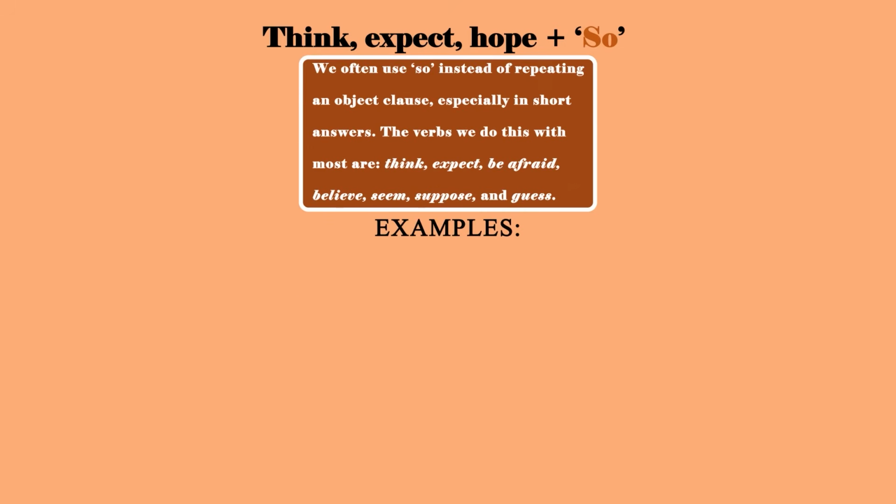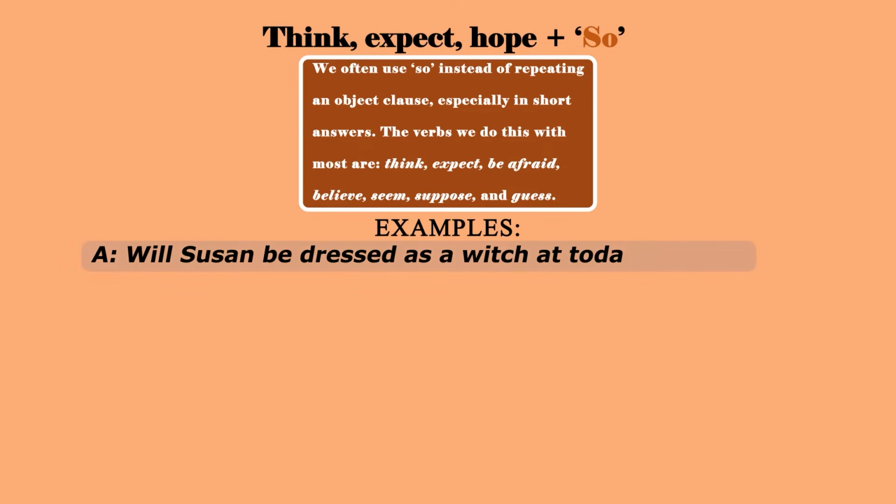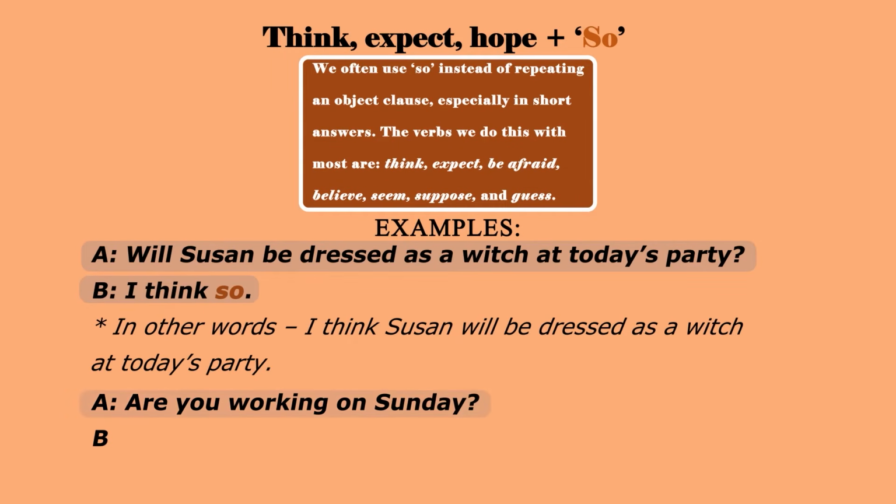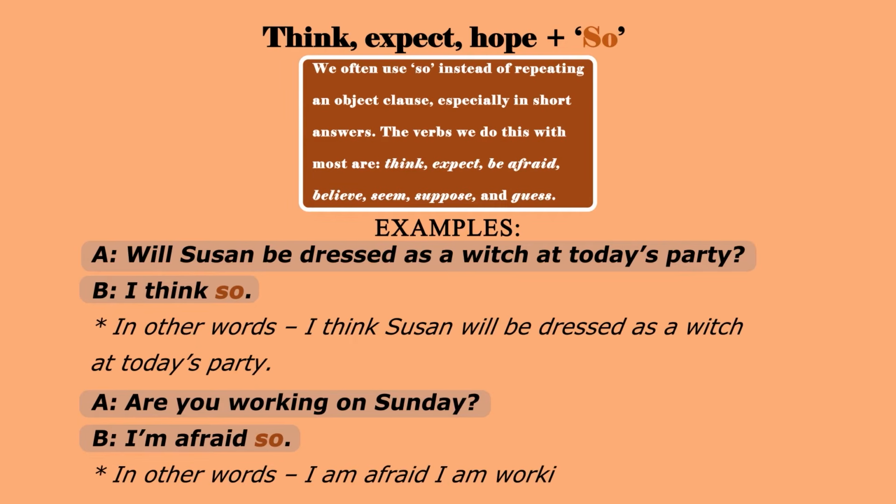For example, A. Will Susan be dressed as a witch at today's party? B. I think so. In other words, I think Susan will be dressed as a witch at today's party. A. Are you working on Sunday? B. I'm afraid so. In other words, I'm afraid I am working.